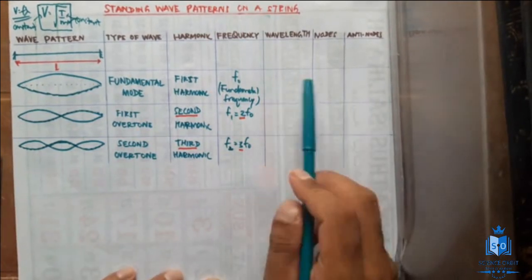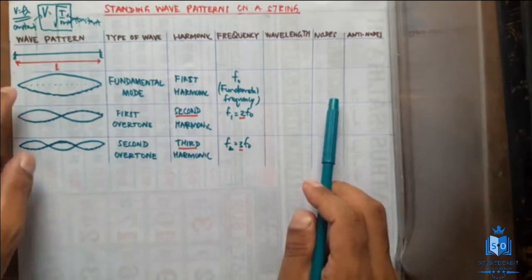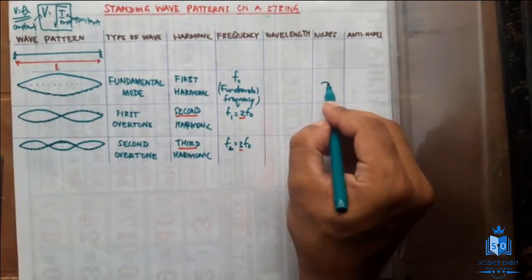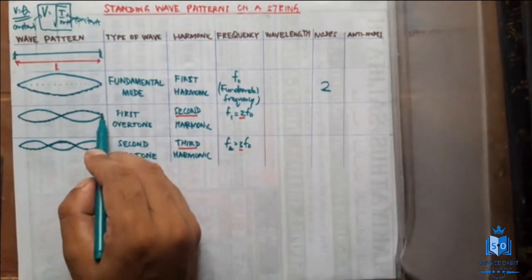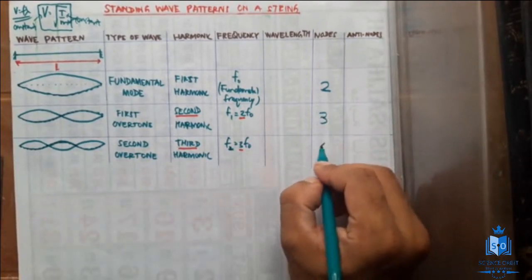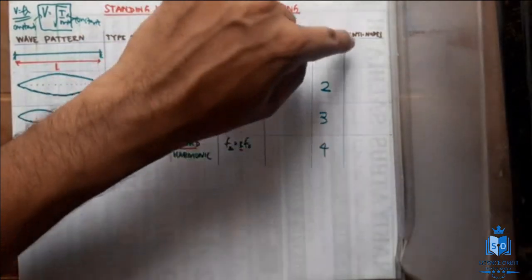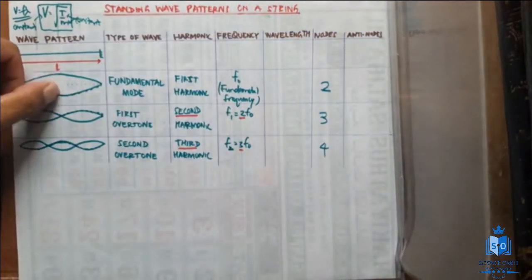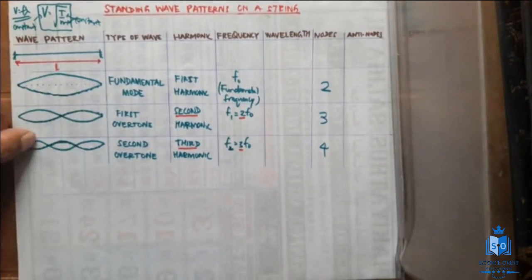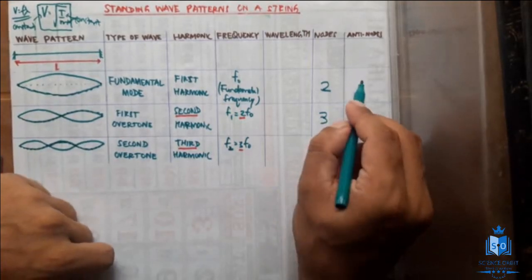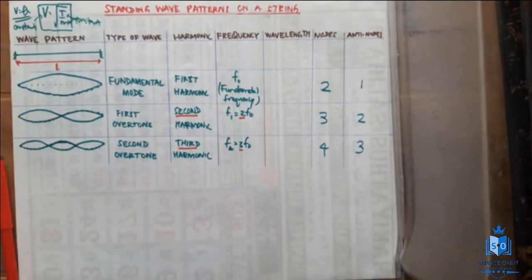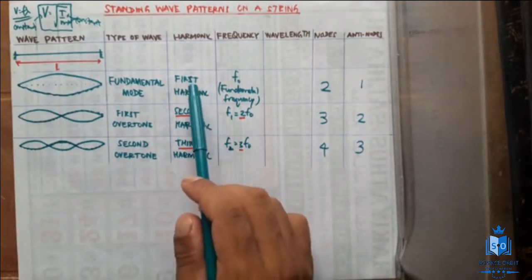Now, before I go to wavelength, let us finish these two off. It is very easy, right? Number of nodes, how many nodes are there? This point and this point are not oscillating at all. So, there are 2 nodes, and here we have 1, 2, 3 points which are not oscillating. So, 3 nodes, and here we have obviously 4 nodes. You can understand there is a pattern. And what are antinodes? Antinodes are the points which are oscillating at the highest amplitude. So, here we have 1 point, here we have 2 such points, here we have 3 such points. So, 1, 2, 3.